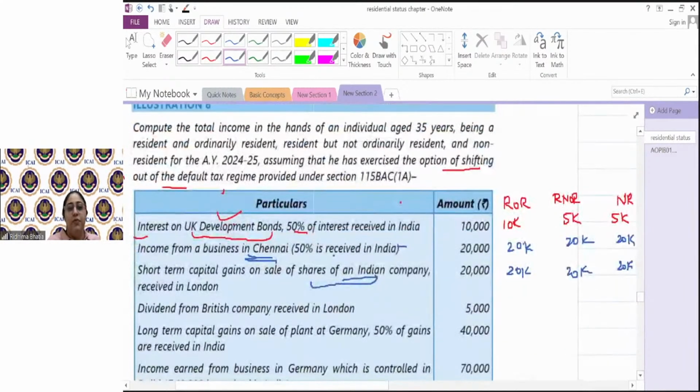Next, dividend from British company received in London. Accrued outside India because British company, received outside India, not taxable in the hands of RNOR or NR, taxable in the hands of ROR always. Next, blindly नहीं सब कुछ taxable कर देना guys.